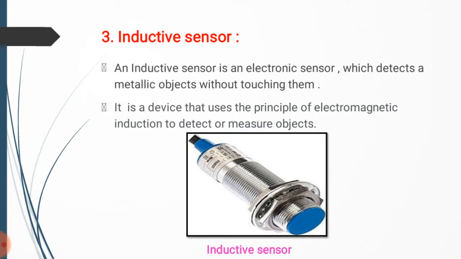That means we know that metals are generally conductors, so there are a lot of free charges, so there is a generation of the electric field. We know that a changing electric field produces a magnetic field according to Faraday's laws. This all happens in the metal. So generally these inductive sensors are used to detect metallic objects without touching them.